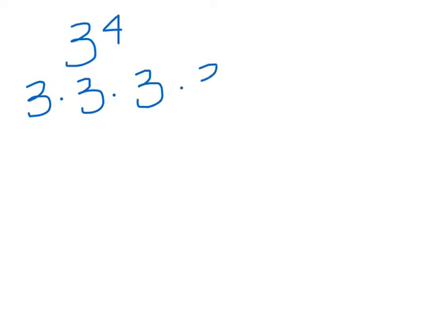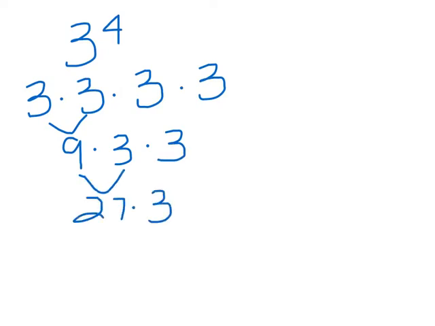So if we had the example 3 to the 4th power, okay, that means 3 times 3 times 3 times 3. 3 times 3 is 9. 9 times 3 is 27 times 3, which is 81. So 3 to the 4th would be 81.